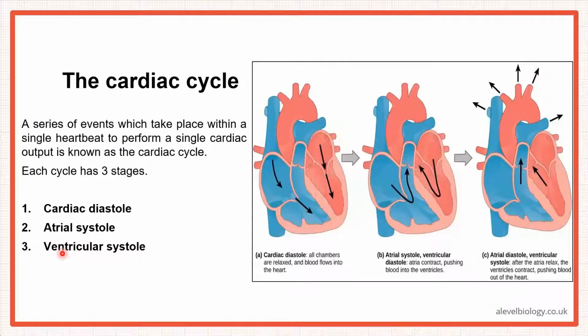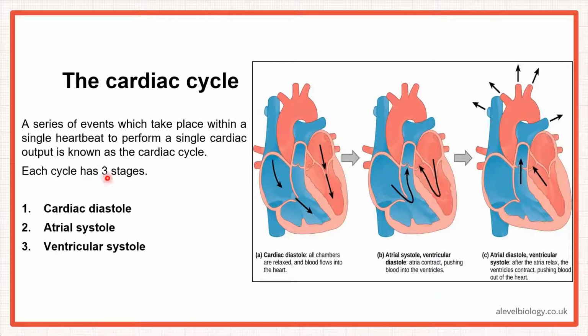All right, so we've discussed the structure of the heart. Let's talk about the cardiac cycle now. The cardiac cycle involves a series of events which take place within a single heartbeat to perform a single cardiac output, right? What happens at the atrial level, what happens at the ventricular level, how these arteries and valves are involved. All this we are going to study in the cardiac cycle.